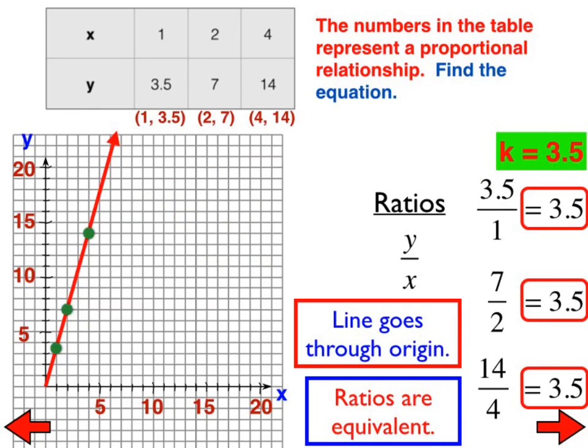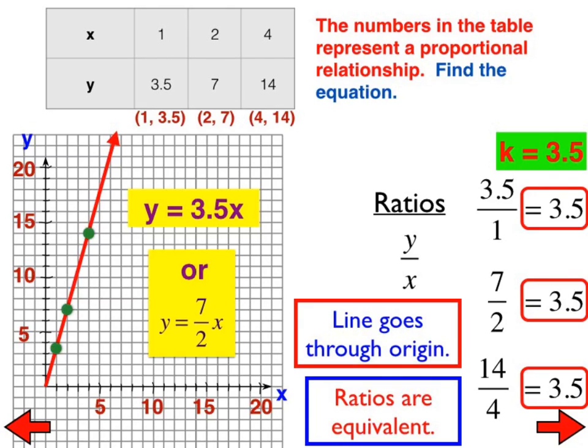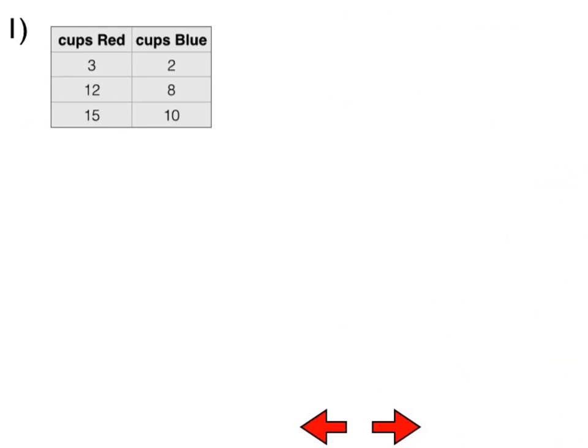Let me finish this up. I also told you we could have y equals 7 halves x, because 7 halves is equivalent to 3.5. All right, here is number one for today. We are comparing cups of red paint to blue paint. We've done similar problems to this before.